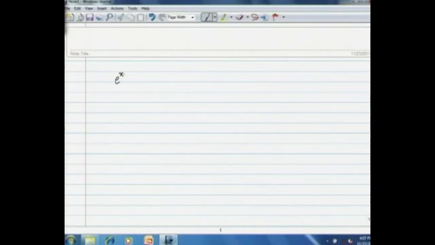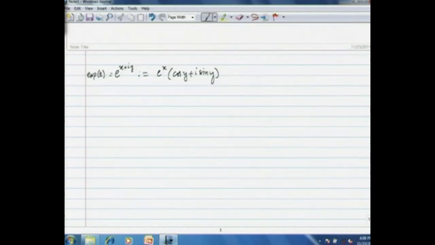Last time we defined the exponential of the complex number x plus i y as e raised to x, the usual real exponential function e power x, times cosine y plus i sine y. That was our definition of the complex exponential function. I will write exp of z. That was our definition for any complex number z.